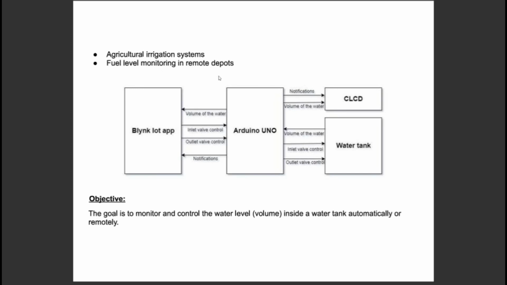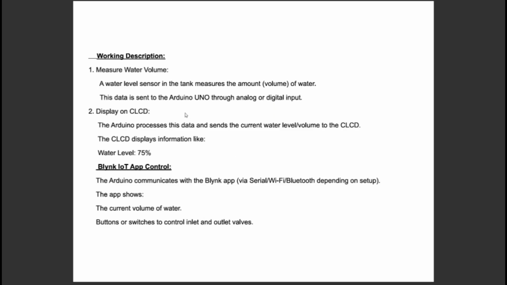Now, I will explain the actual process going on in this project. The main goal of this project is to monitor and control the water level in a tank automatically using Arduino UNO, a CLCD display, and the Blynk IoT application. In this system, a water level sensor is placed inside the tank to measure the volume of water. The sensor sends this data to the Arduino UNO, which acts as the brain of the project.